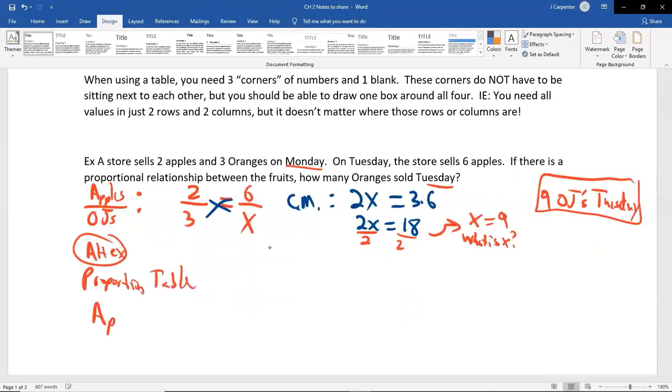Apples. Hold on, give me 10 seconds. All right.